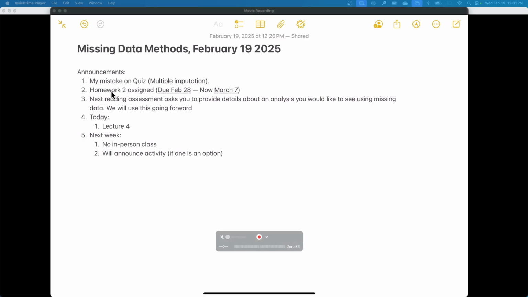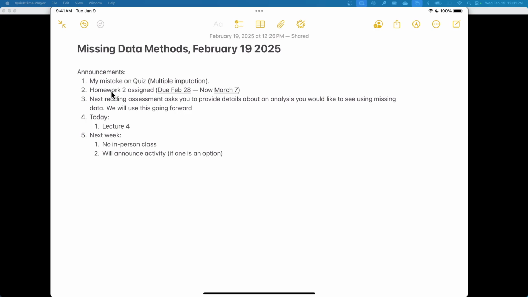I did create a homework too. I had originally said that it was going to be due February 28th, but in looking at the homework and looking at my schedule, it's March 7th, another week later. So you've got extra time.